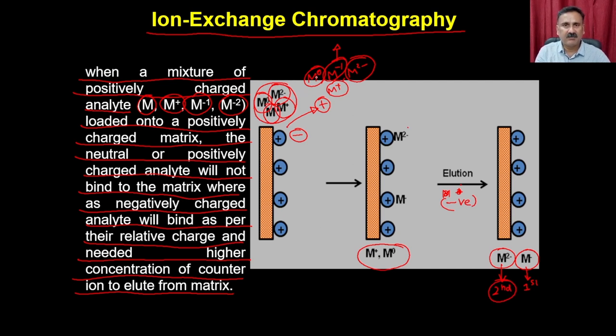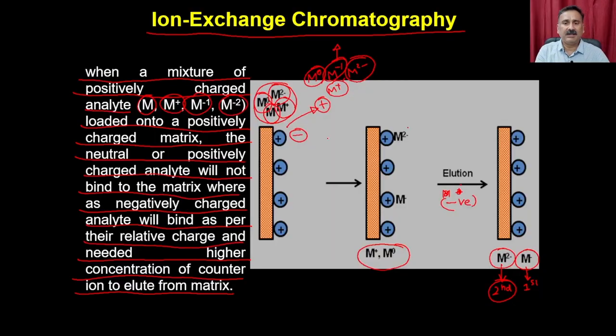That means you have started with the four molecules: M0, M+, M-1 and M2-, and at the end, you are going to get all the molecules separately. This means you have achieved the purification with the help of ion exchange chromatography. And as I said, ion exchange chromatography is going to deal with the positively charged ions or the negatively charged ions. And based on these ions, ion exchange chromatography can be of different types.